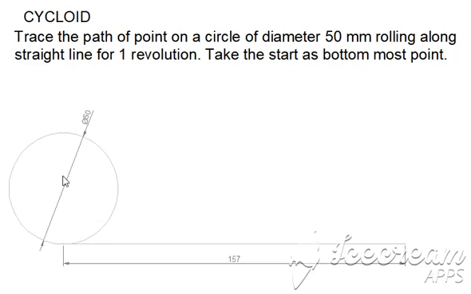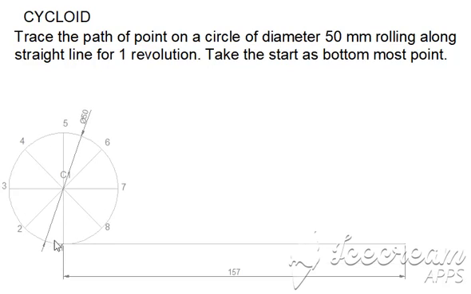Now divide the circle into 8 parts. The bottommost point is going to follow this path on the circle when it is rolling. Hence, the point is going to cover all these 8 parts. Hence, the circumferential length should be divided into 8 parts.